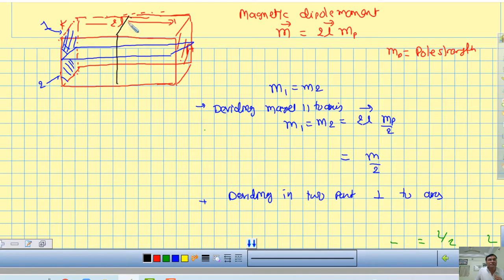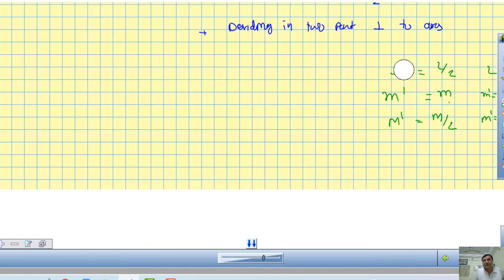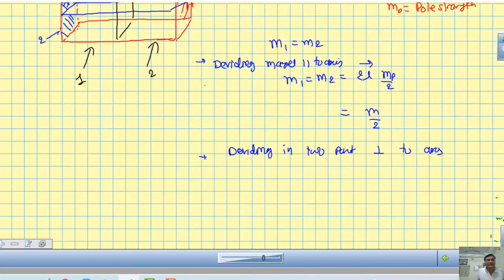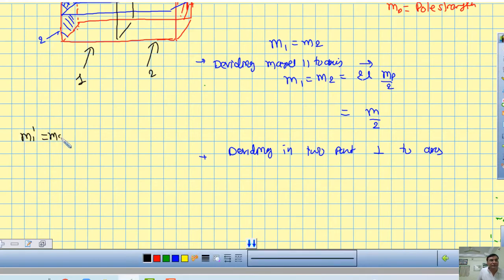It will be divided into two parts. Understood? So this is part 1 and this is part 2. If you talk about M1 and M2 of that, they are divided in equal parts. So what is my formula? So 2L, but now length is divided, so it is divided by 2. But pole strength remains as it is. So MP, and so it becomes again M by 2. So whether you divide parallel to the axis or perpendicular to the axis, magnetic moment will be half.